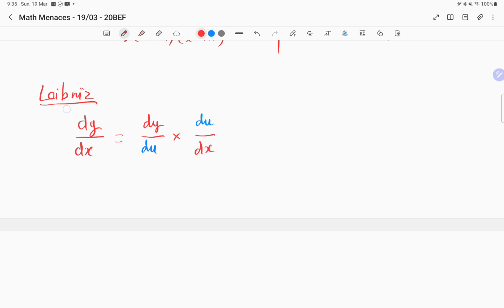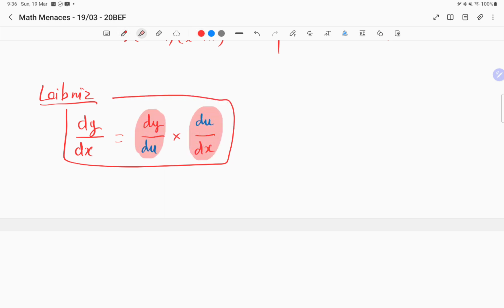So the way to remember this rule is that it's like two fractions multiplying. This one has du at the bottom, this one has du on top, so think of them as cancelling each other out. Yeah, and then you get dy over dx. That's how you remember the formula, but it doesn't really work that way, because remember, dy over du is not a fraction, it means derive y with respect to u. And the other one is derive u with respect to x. So how does that work?